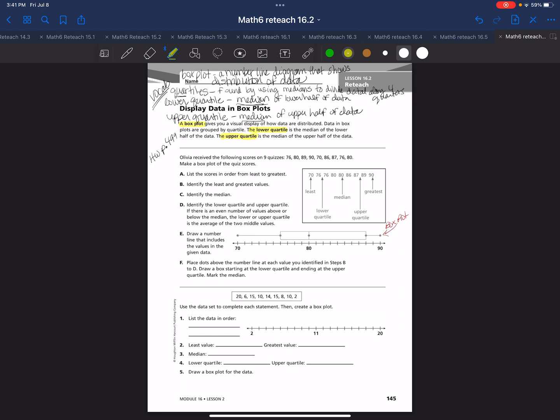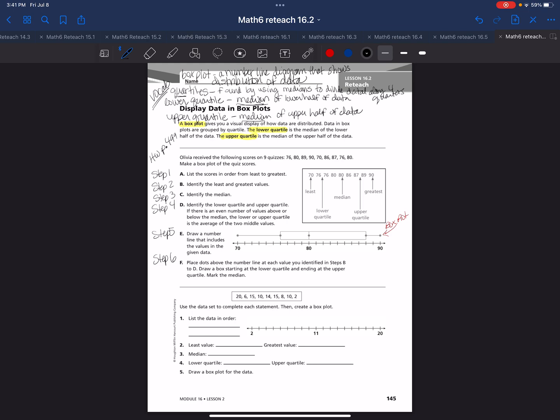Let's look at this first example, and it gives you the step-by-step process on how to do this on your own. So we're going to go ahead and write down these steps, which I encourage you to do as well. And there's 6 steps involved, so we need to be detailed when we do box plots. Olivia received the following scores on a quiz: 76, 80, 89, 90, 70, 86, 87, 76, and 80. Make a box plot of the quiz scores.